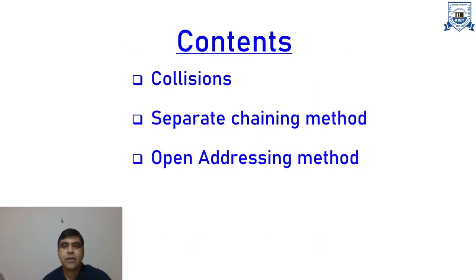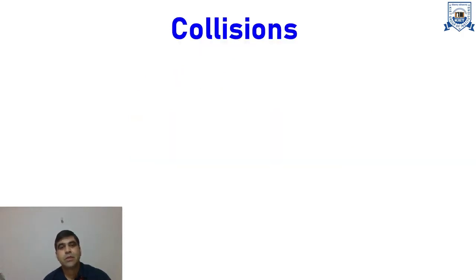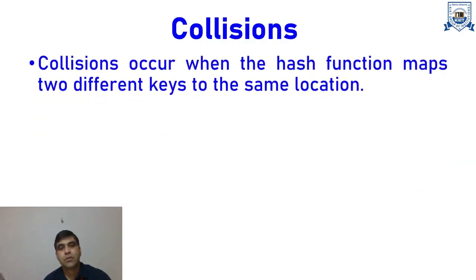So this is the agenda for today's class. We'll see what collisions are, and the various methods like the separate chaining method and open addressing. Under the heading of open addressing, we'll see linear probing, quadratic probing, and double hashing. So let's start. The first one is collisions.